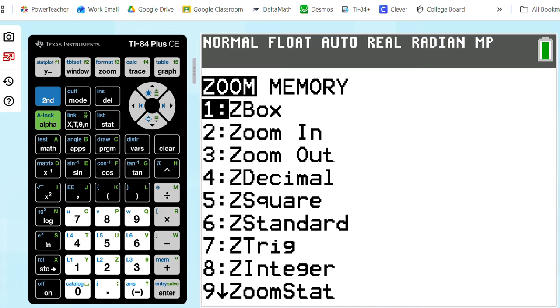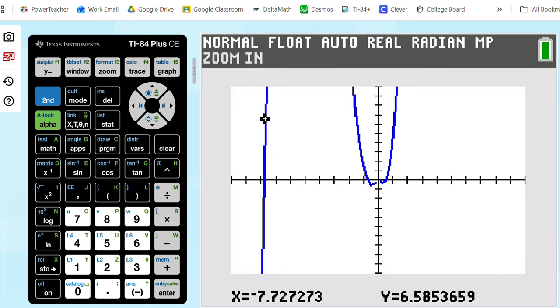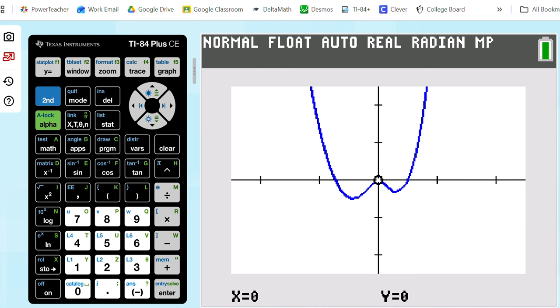I'm going to hit zoom and option 2 for zoom in. I'm going to move my cursor very slowly towards the origin so I can see those values a little bit better over there. If I'd thought ahead here, we wouldn't be sitting here moving our cursor over for a minute, but life will go on. Close enough. We'll zoom in around the origin.